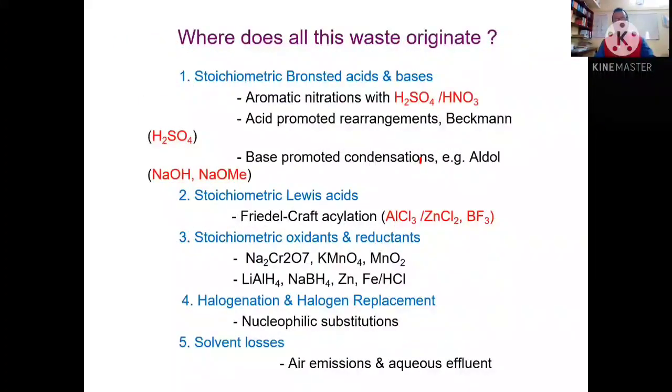So where does this waste generate? The waste is generated from the auxiliary substances like the acids, the bases, Lewis acids, then the oxidizing agents, sodium dichromate, potassium permanganate, manganese dioxide, and reducing agents, lithium aluminum hydride, sodium borohydride, etc.